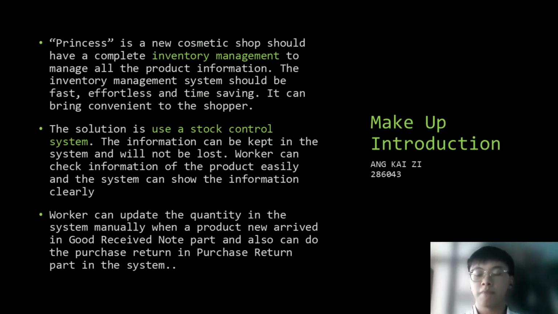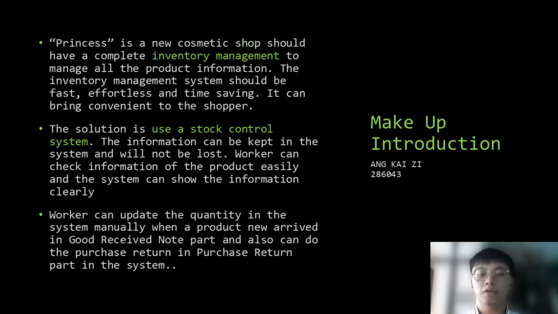First is makeup. Princess is a new cosmetic shop. It should have a complete inventory management to manage all the product information. The inventory management system should be fast, effortless, and time-saving. It can bring convenience to the shopper. The solution is to use a stock control system.